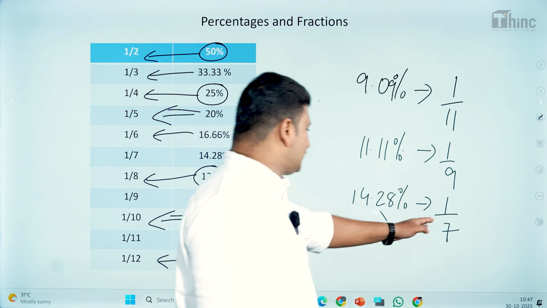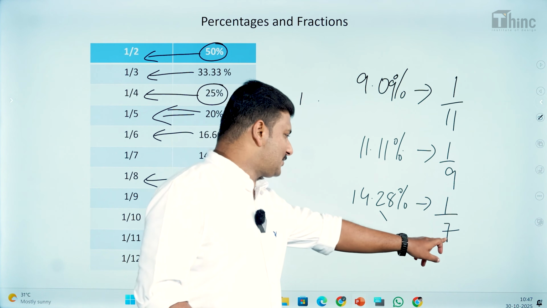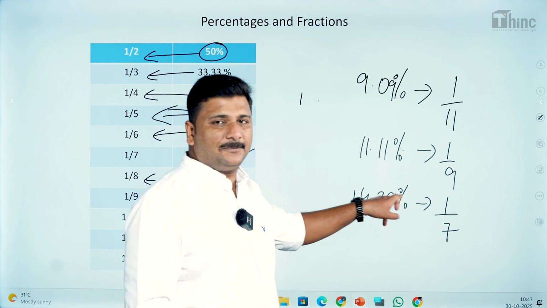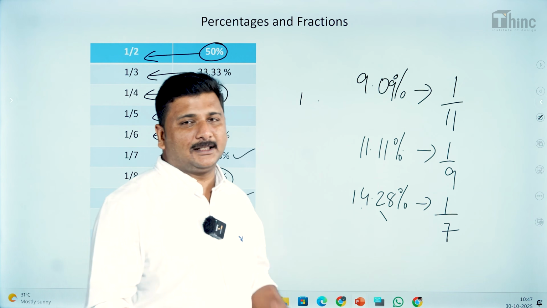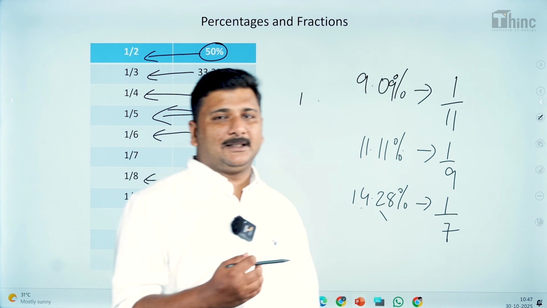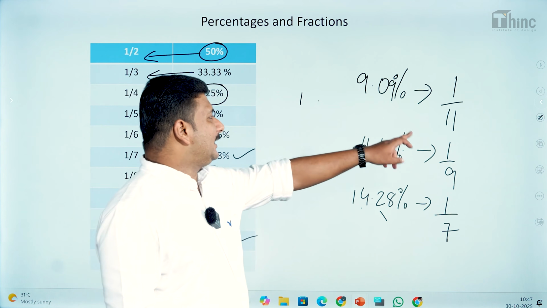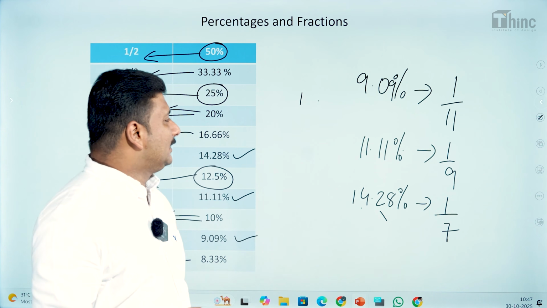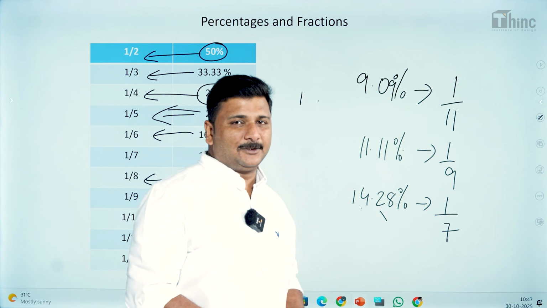Now, to remember the percentage corresponding to 1 by 7, again there is a shortcut. What is the double of 7? That's 14, right? And what is double of 14? That's 28. So, in that way we can remember it. So, 1 by 7 corresponds to 14.28 and 9 or 11 are connected together. So, 1 by 11 corresponds to 9.09 and 1 by 9 corresponds to 11.11.